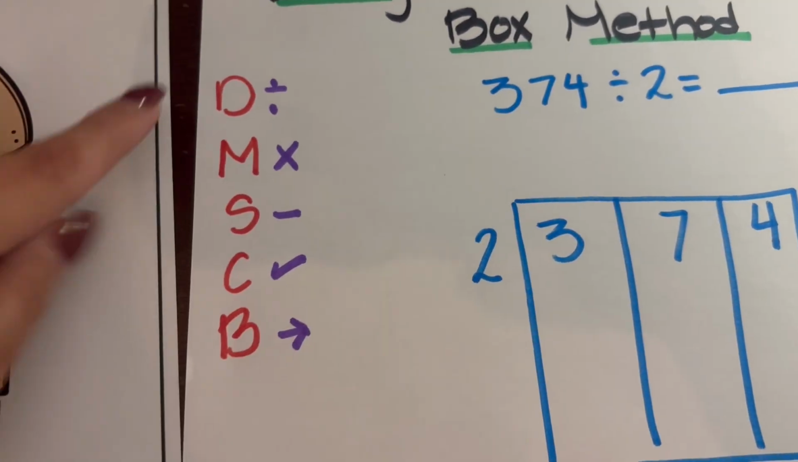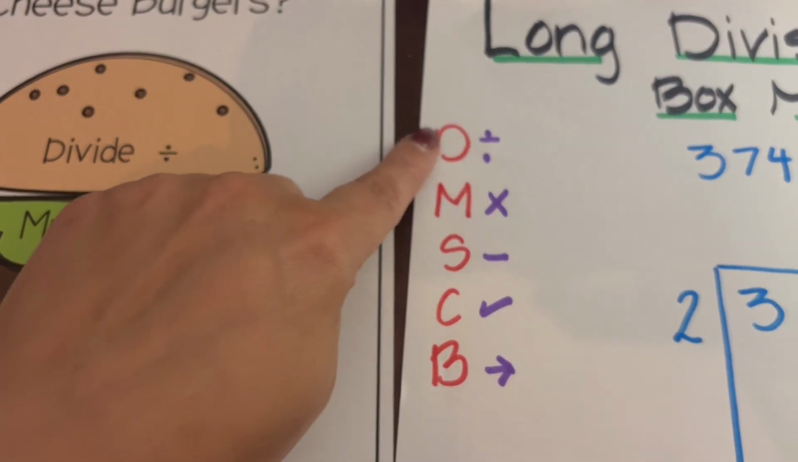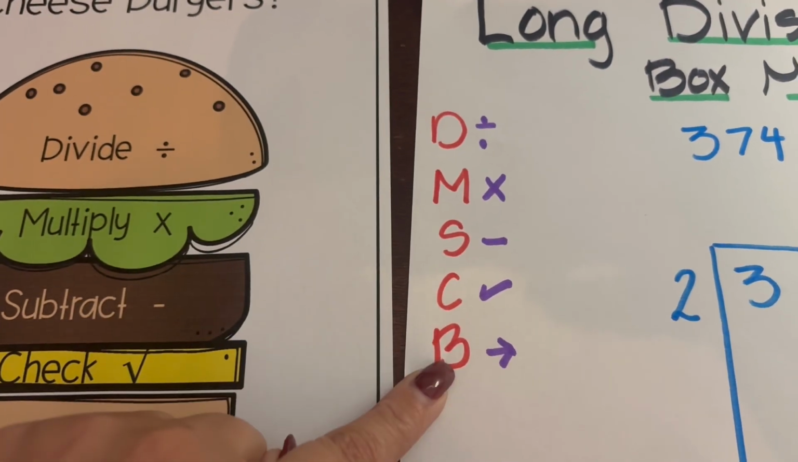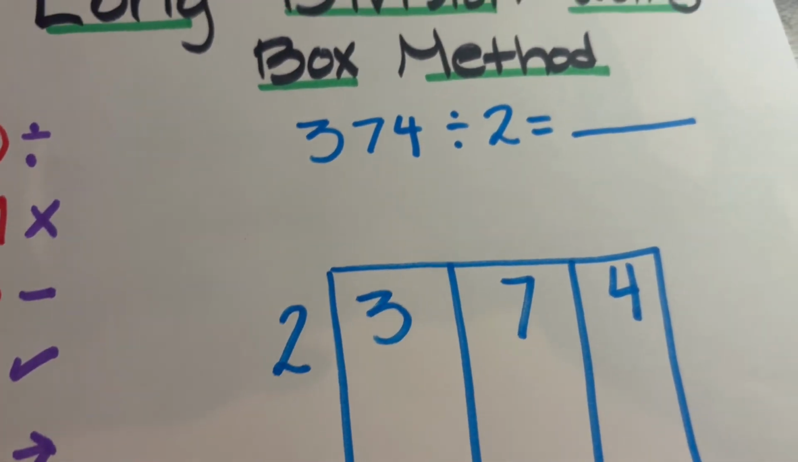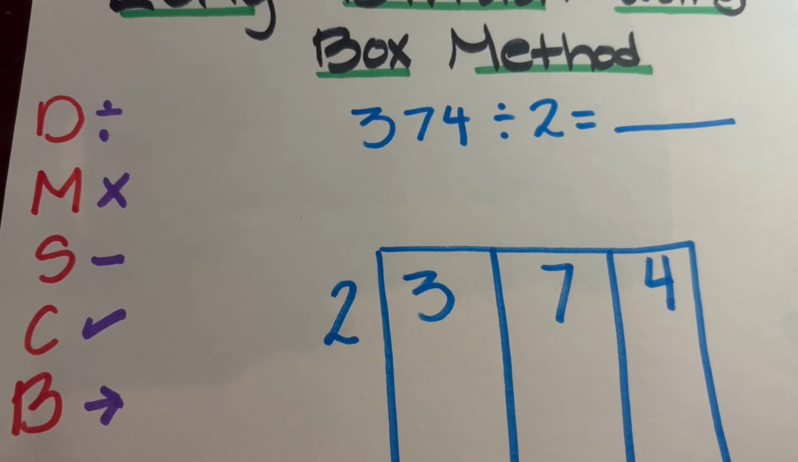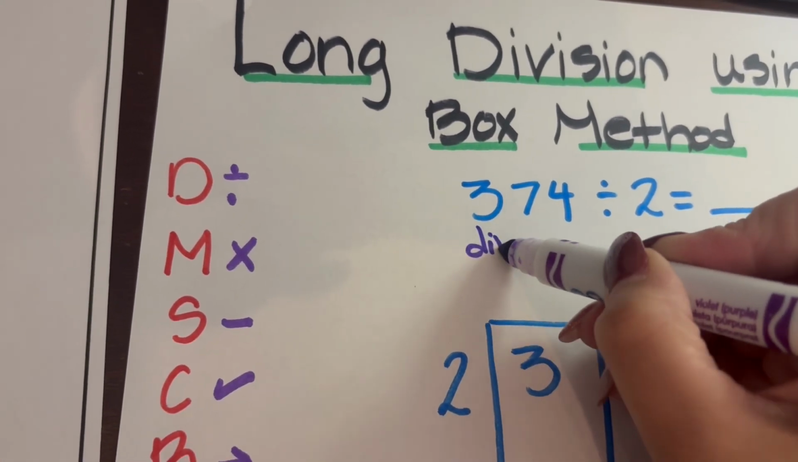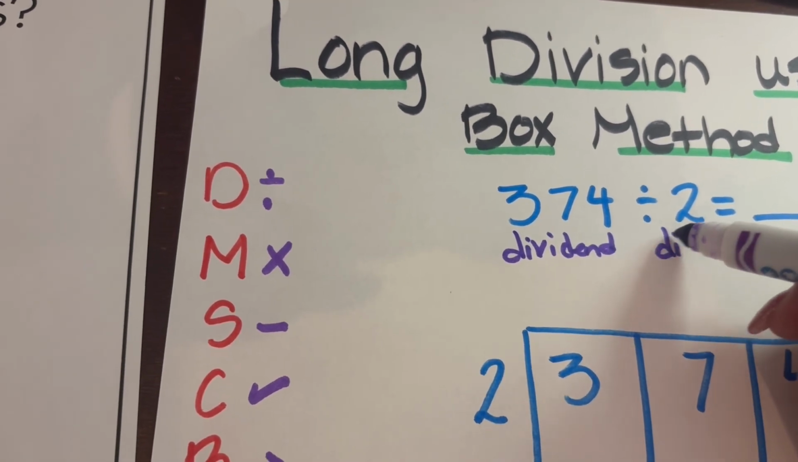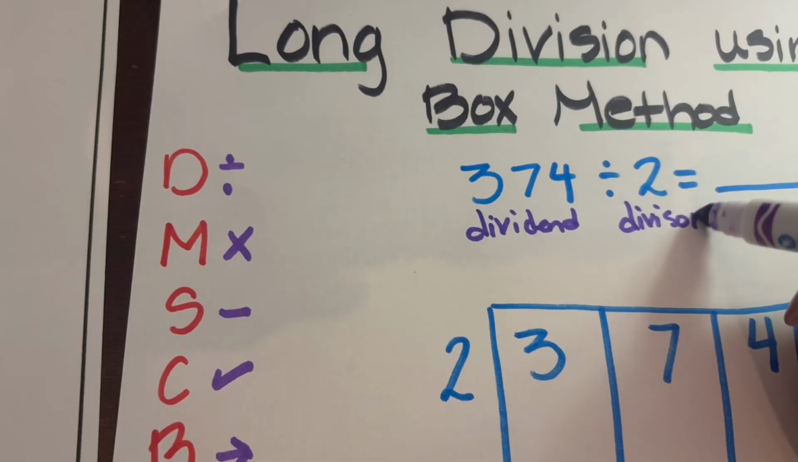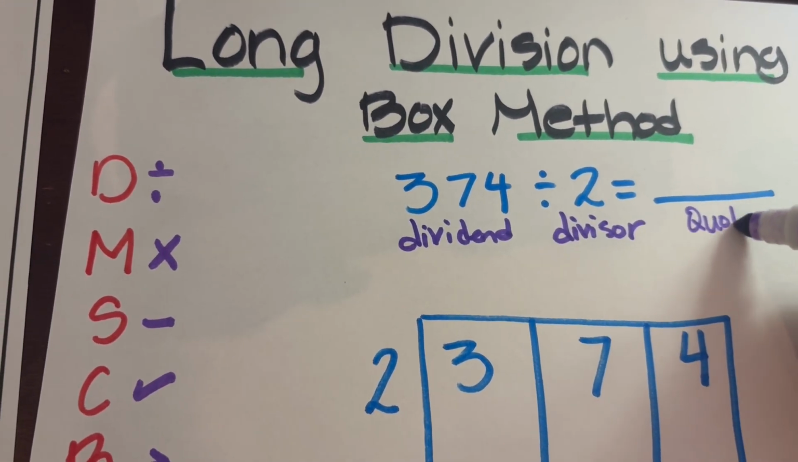Okay, so here you can see that I wrote the letters again from "Does McDonald's sell cheeseburgers?" And I wrote what it means on the side. Okay, so here's our numbers. We're going to be dividing 374 divided by 2. This number represents the dividend. That's what it's called. It has a name. It's called the dividend. And this one is the divisor. And like we already learned, the answer when we divide is called the quotient.